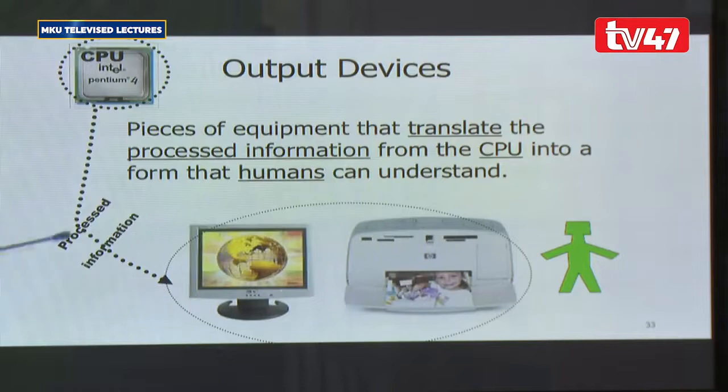We can now go straight to the output devices. Output devices are pieces of equipment that translate the processed information from the CPU into a form that a human can understand. Something to note, we have the human language and we have the computer language. Computers communicate using binary, that's ones and zeros.